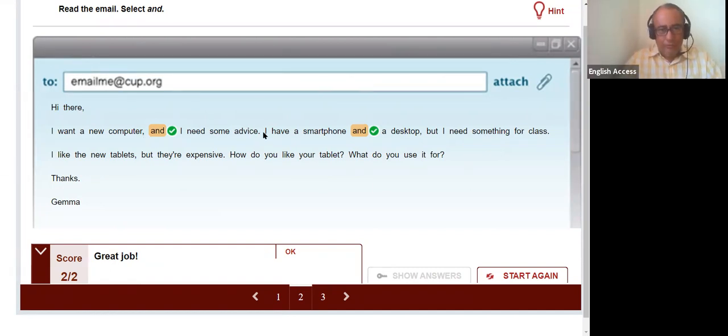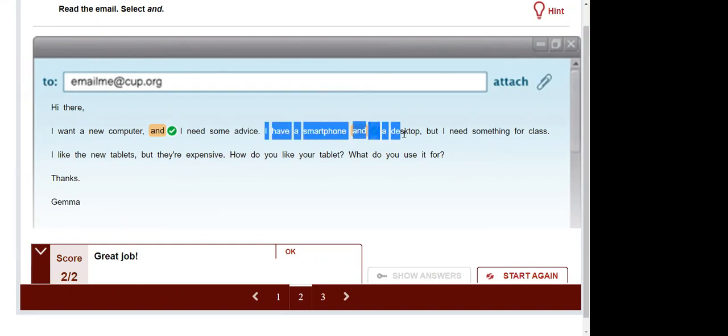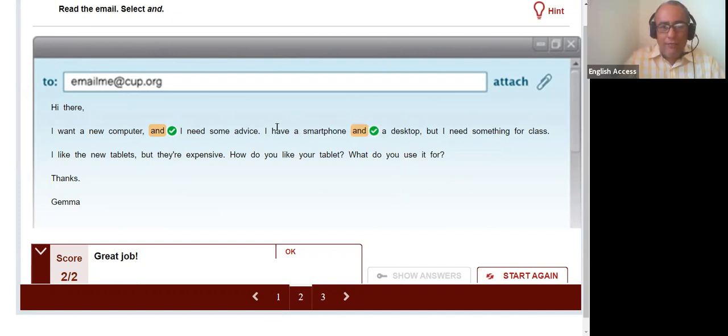Let's see the second example. Here I have a smartphone and a desktop. Here we have the same verb. Tenemos el mismo verbo en acción. Yo tengo. I have a smartphone. I have a desktop. Have applies for desktop and smartphone. Así que tener aplica para el smartphone y la computadora, desktop. Aquí en este caso, fíjate que no hay ninguna coma, because it's only one verb, porque hay un solo verbo.